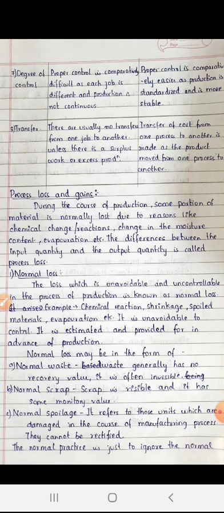Second one is normal scrap. Scrap is visible and it has some monetary value. Normal waste has no value, but normal scrap is visible and has some monetary value. Next one, normal spoilage. It refers to those units which are damaged in the course of the manufacturing process. They cannot be rectified.